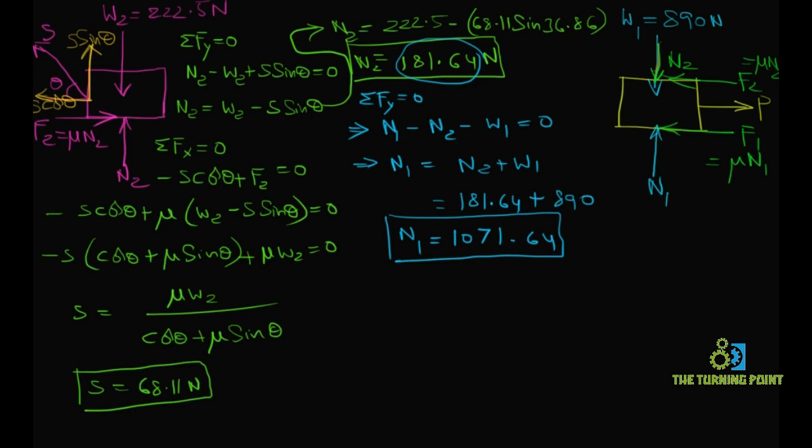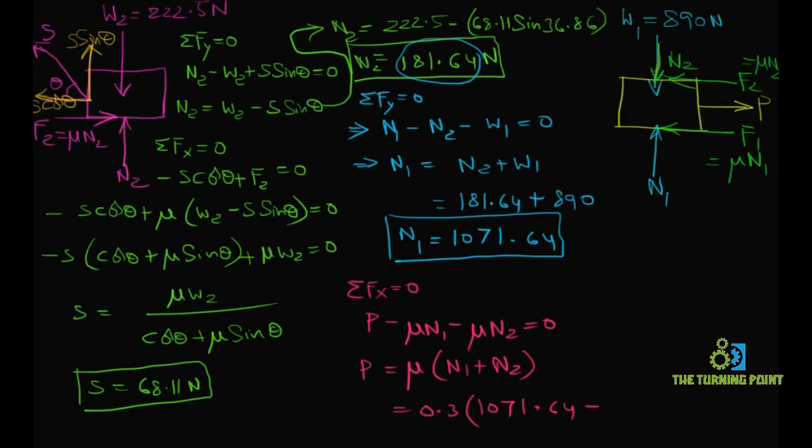Let us find the value of P by considering sigma Fx is equal to 0. When I consider sigma Fx is equal to 0, P is along the positive x direction, and F1, which is nothing but mu N1, is along the negative x direction, so negative symbol, minus mu N2 is equal to 0. From that, P is equal to mu into N1 plus N2. I know the value of mu, which is 0.3. N1 I have got is 1071.64, plus N2 is 181.64. If I substitute these values, I will get the value of P. I got that value as 375.98 newtons. This is the value of P.